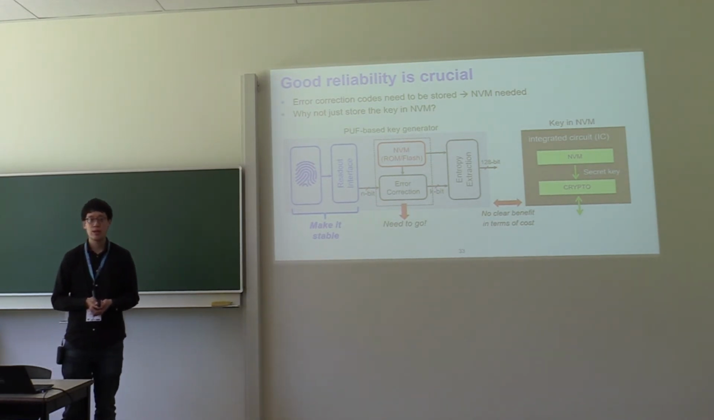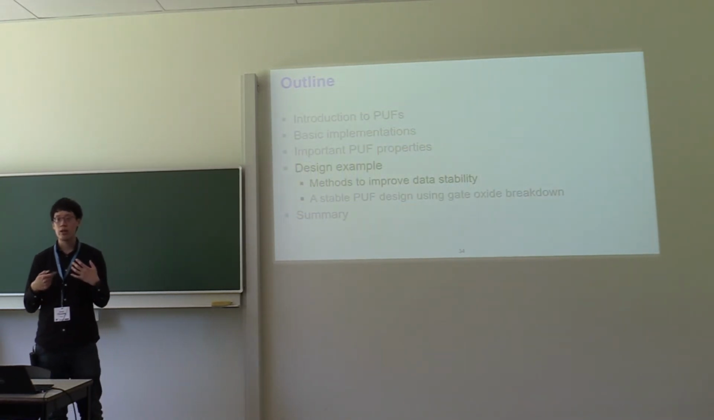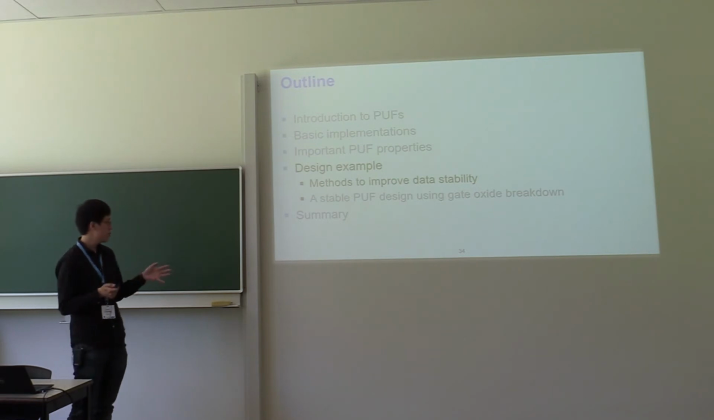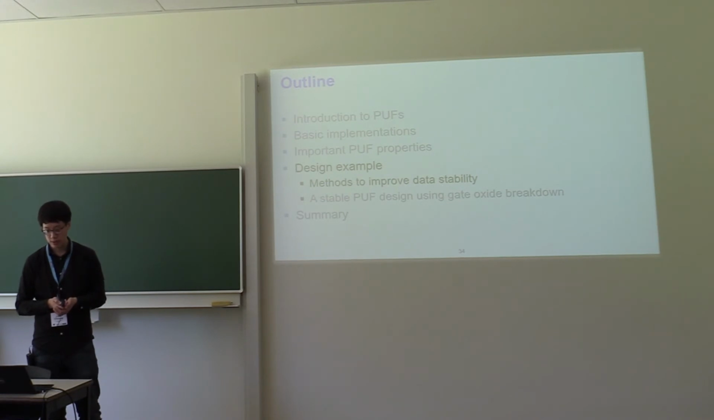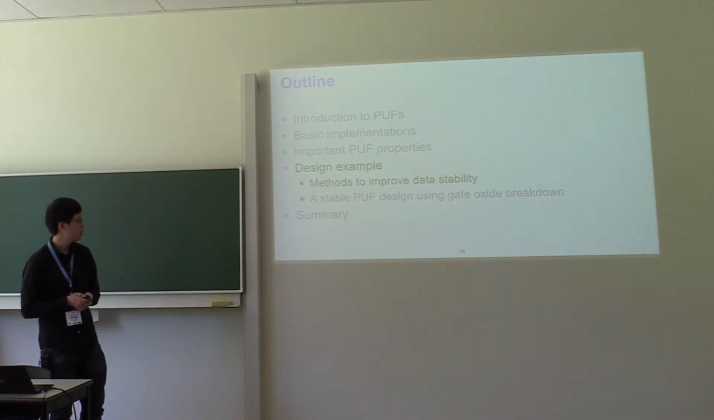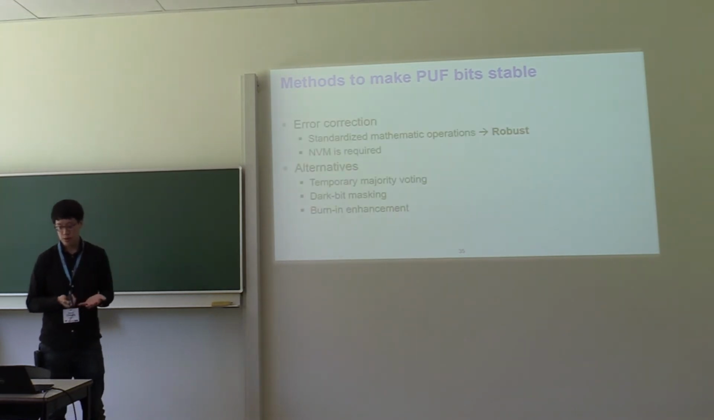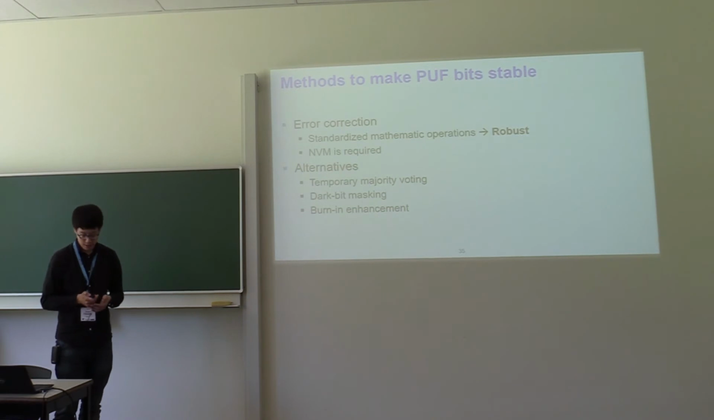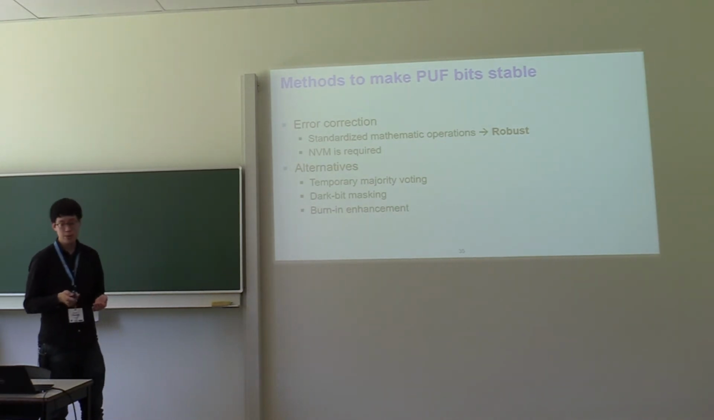And this brings us to the final part of my presentation. I'll show you a design example of how we make the path stable in an actual design. First, I will show some methods used nowadays to improve path stability, and then I will go to my own work. So here are some methods. Of course, there is error correction, which is more robust, but there are also some alternatives that you can use in a lower-cost fashion. There are three main methods: temporal majority voting, masking, and the burning method.